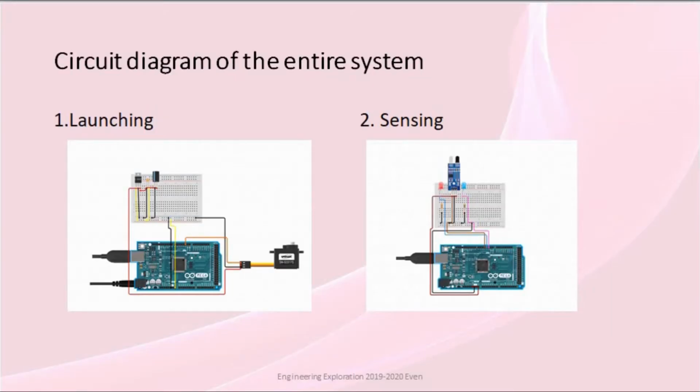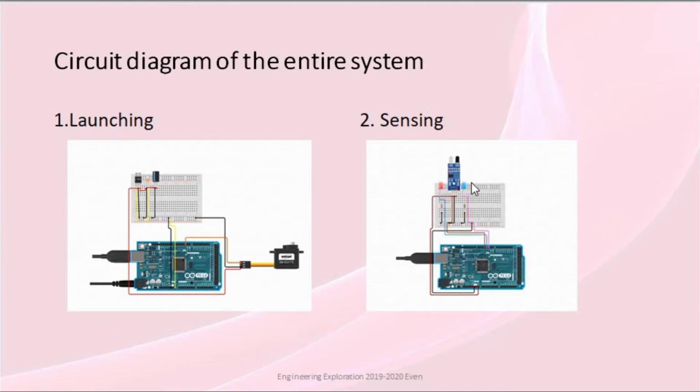Circuit diagram of the entire system. Our course project has two subsystem units, the launching unit and the sensing unit. In the launching unit, we use a servo motor. The black wire is connected to ground, the orange one is connected to a digital pin, and the yellow one is connected to VCC 5 volt. In the sensing unit, we use two LEDs and one IR sensor.